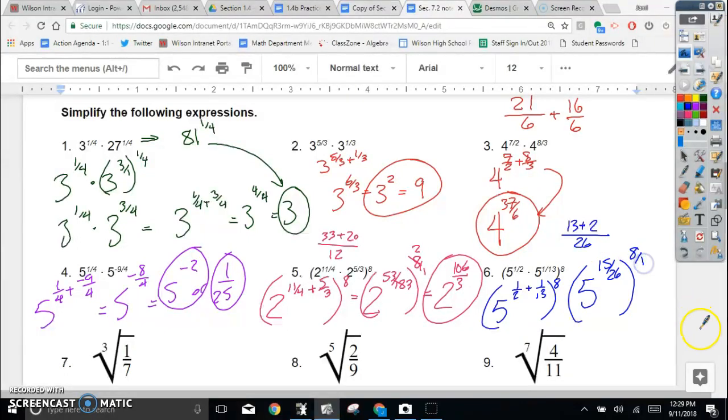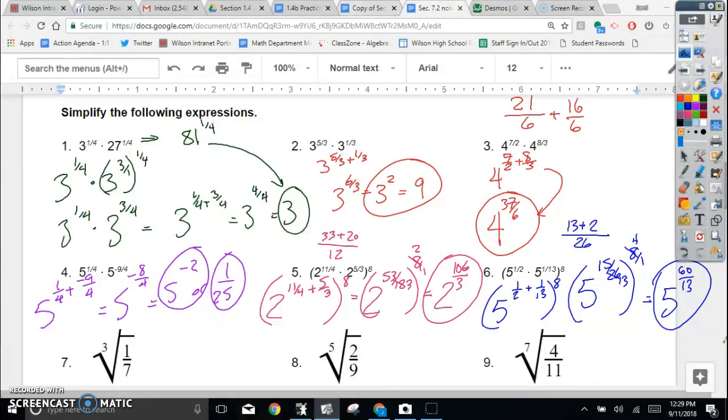I'm going to raise that to the 8. Now, both of these are divisible by 2, so this is 4, this is 13. So it's going to be 5. 13 times 1, and 4 times 15 is 60. Okay? And that is it for 1 through 6.